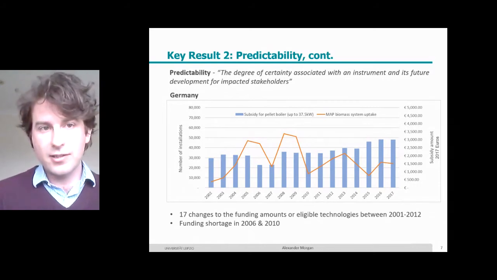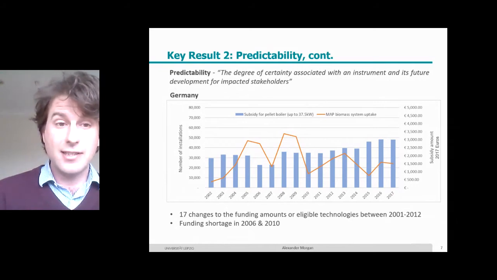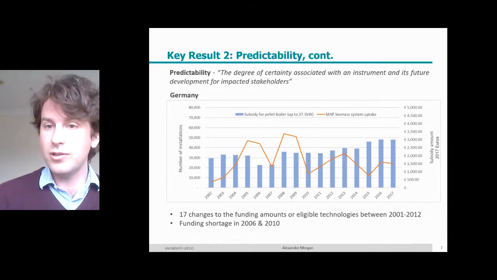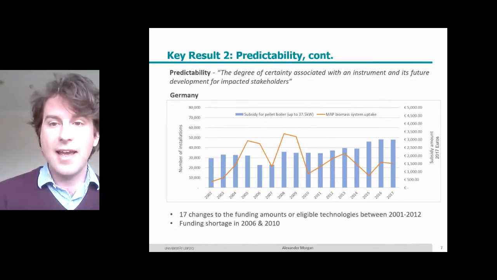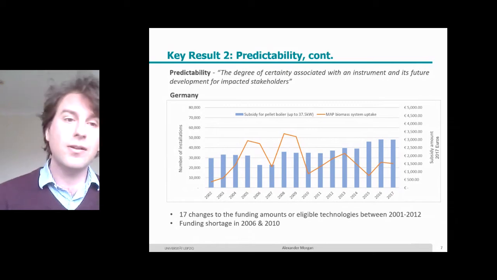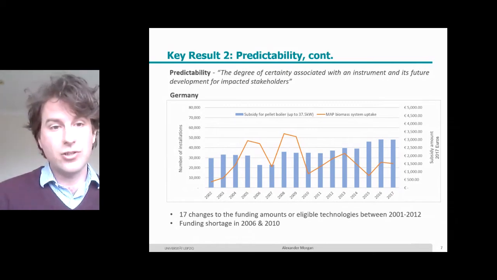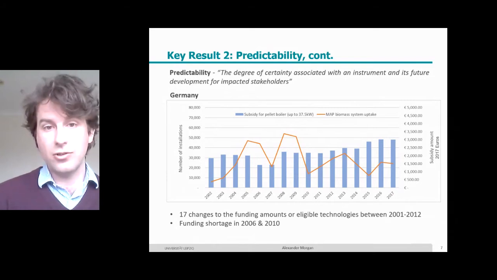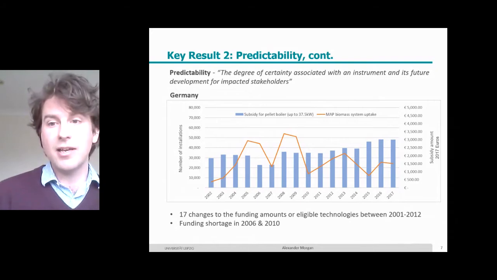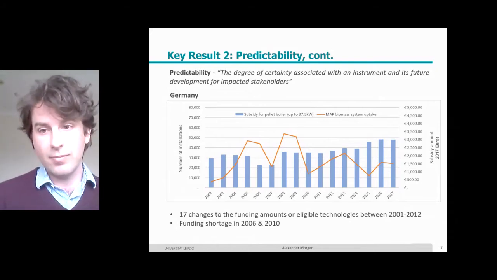So the challenges faced in Germany were slightly different. There were actually about 17 changes to the funding amounts or eligible technologies between 2001 and 2012. For instance, at one time, log boilers were excluded from the scheme, and then they were later reinstated. And in addition, there were some funding shortages across the duration of the scheme. For instance, in 2006, applications were rejected due to a higher than expected uptake, which exhausted the budget.